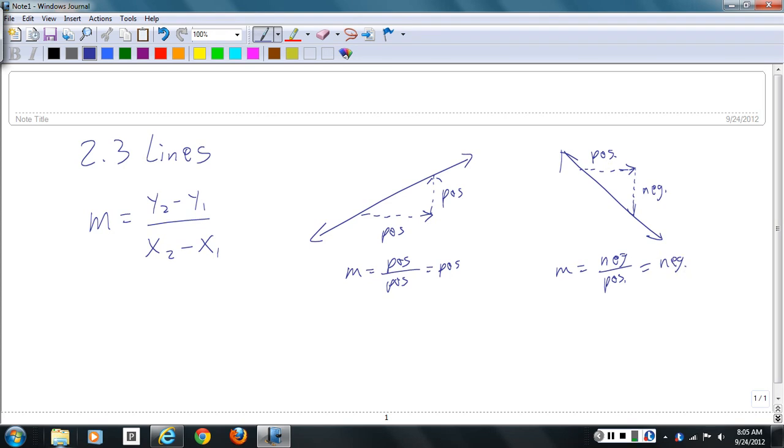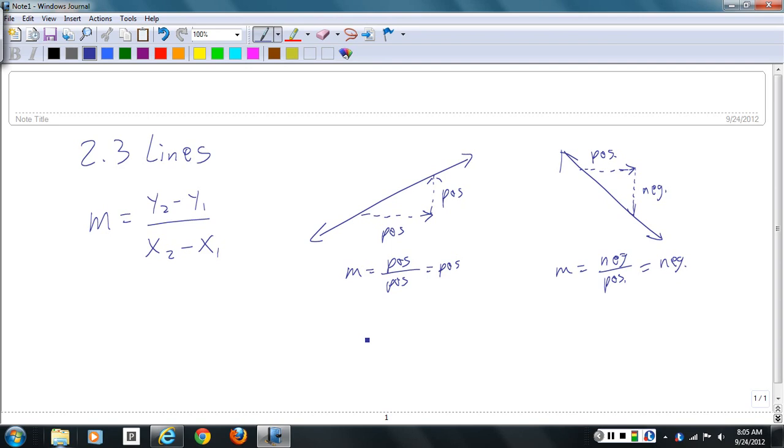If we're going from the lower right to the upper left, the rise would be positive in that case because we'd be going up. But if we're going to the left, then the run would be negative. So that would be a positive divided by a negative, still making it negative.